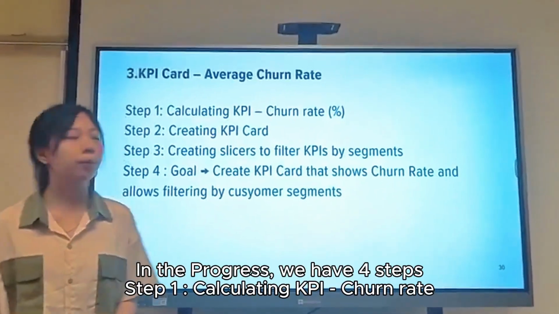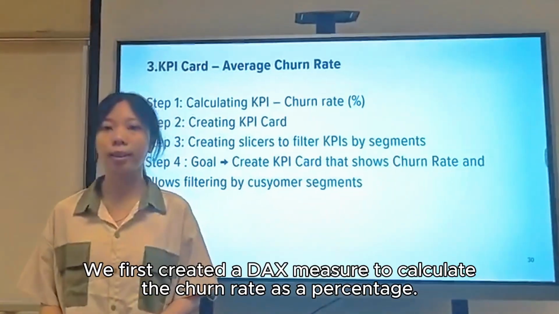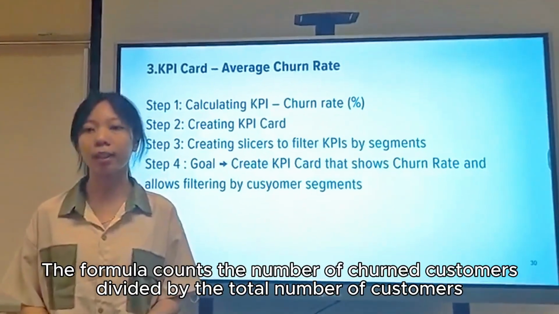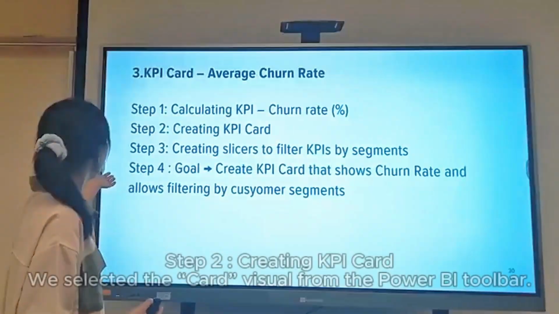In the process, we have 4 steps. With step 1, calculating the KPI churn rate. We first built a DAX measure to calculate the churn rate percentage. The formula counts the number of churned customers divided by the total number of customers.